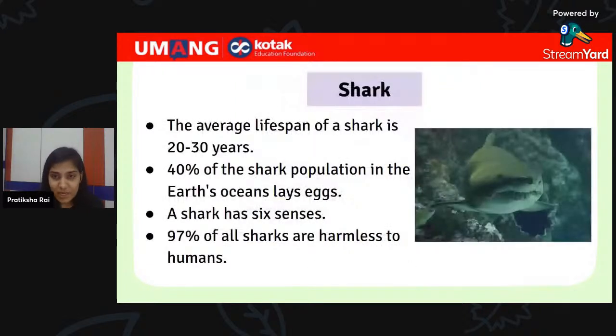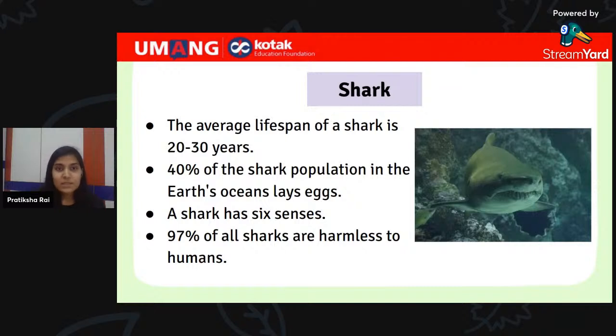So the average lifespan of a shark is 20 to 30 years. 40% of the shark population in the Earth's ocean lay eggs. A shark has six senses, which includes vision, taste, smell, hearing, touch, and electroreception. Okay, six senses. Remember this pointer very carefully. It will help you ahead. 97% of all sharks are harmless to humans due to their size and teeth.